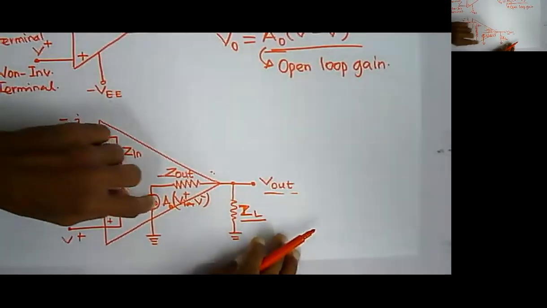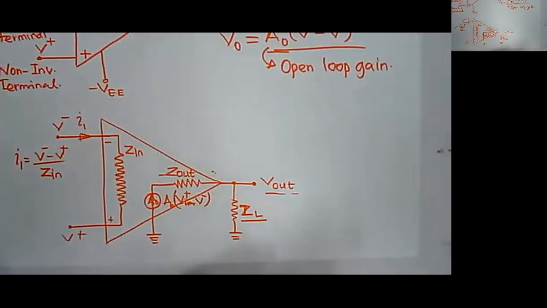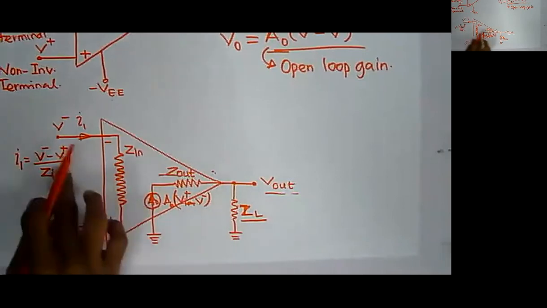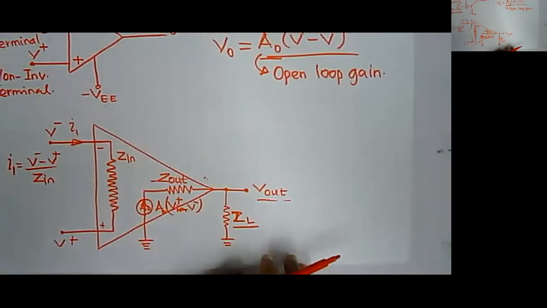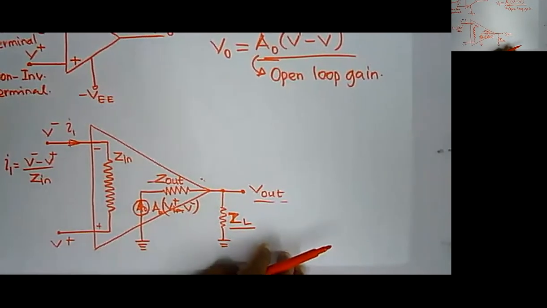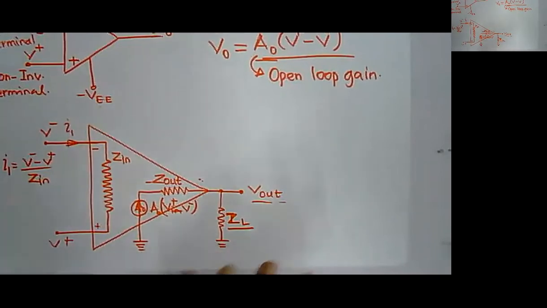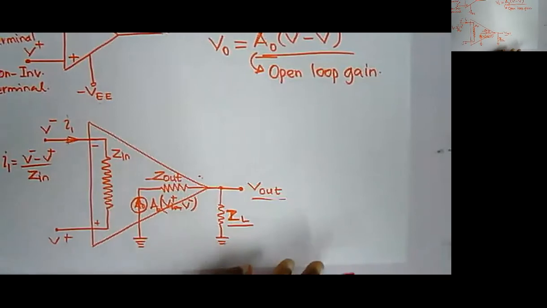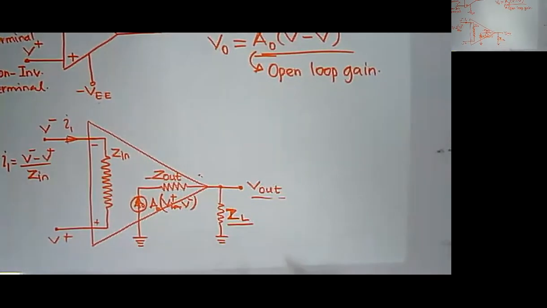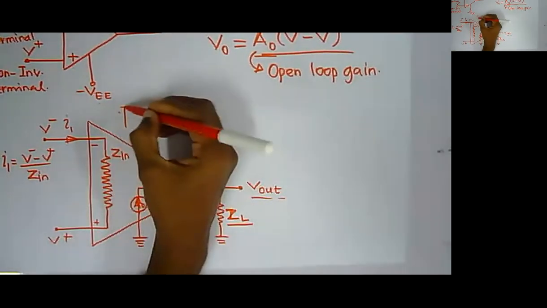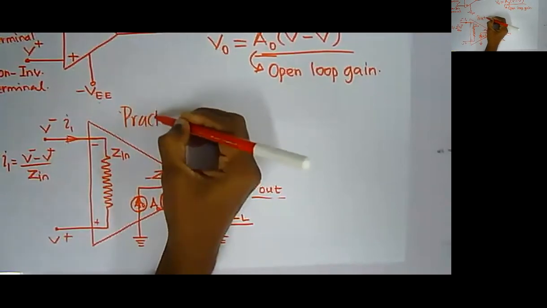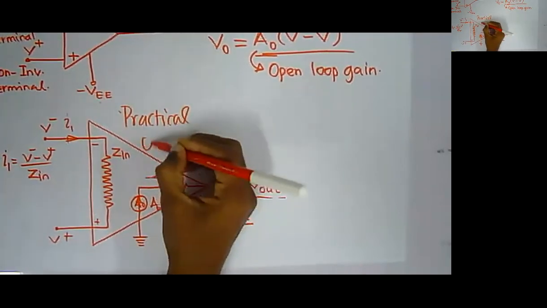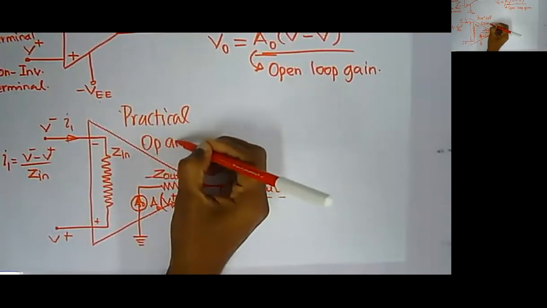With these conditions, solving circuits will be a bit difficult. So what we are doing is assuming a hypothetical device called an ideal operational amplifier. This is a practical operational amplifier, the practical op amp.